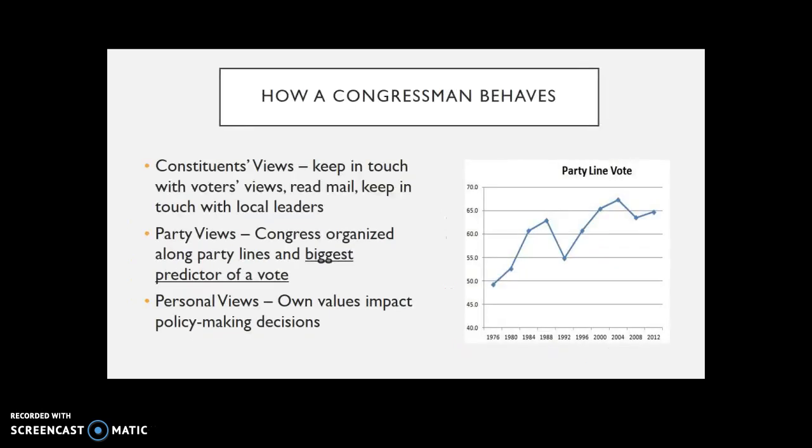So, how do congressmen or congresspersons behave? Well, you have 3 different ways. You have what's called the constituents' views, where they're going to keep in touch with voters' views, read their mail, keep in touch with local leaders, such as mayors and town council members, and they're going to vote the way of their constituents. Versus party views, where Congress is, of course, organized along party lines, such as, are you a Republican or are you a Democrat? Those tend to be just the main 2 views.